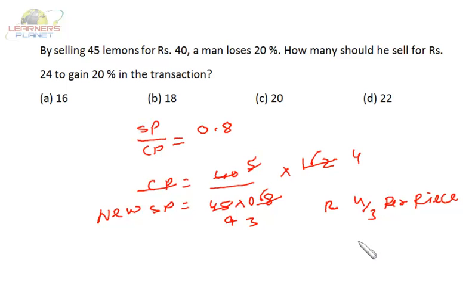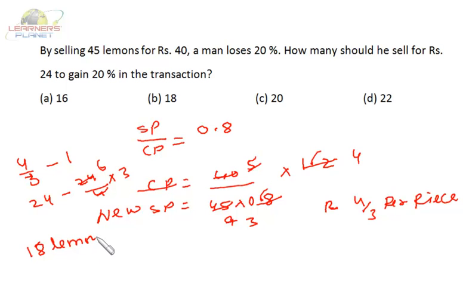That means one has to spend 4/3 rupees to buy one lemon. That means 4/3 rupees for one lemon. That means for 24, one can buy 24 by 4 into 3, that is 18 lemons. Okay, so this is the correct choice. I have explained step by step. You can reduce the steps if you are clear with the concept.